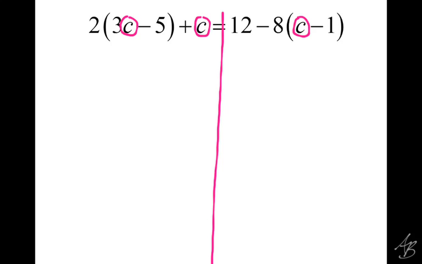When we circle the variables here, we notice that we've got more than one, right? We've got c's and they're on both sides, so we need to simplify. What's the first thing we're going to do to simplify? We're going to distribute. So on the left side, we've got a 2 to distribute.